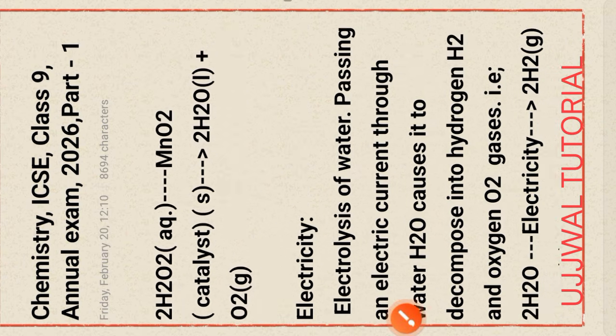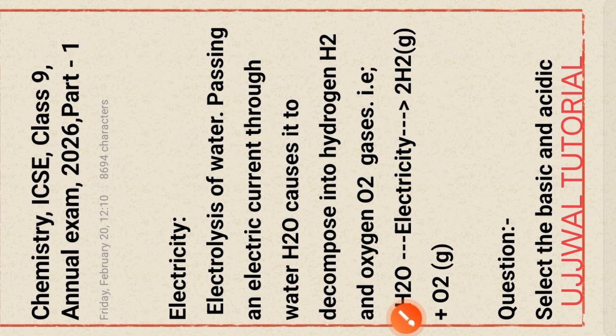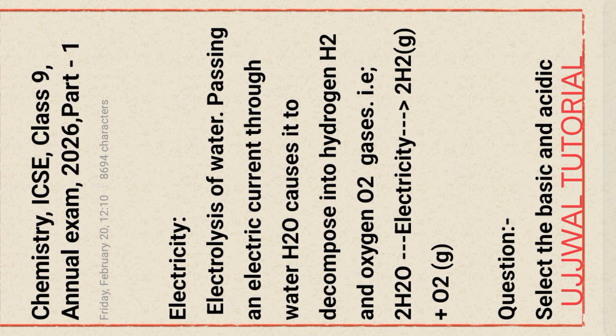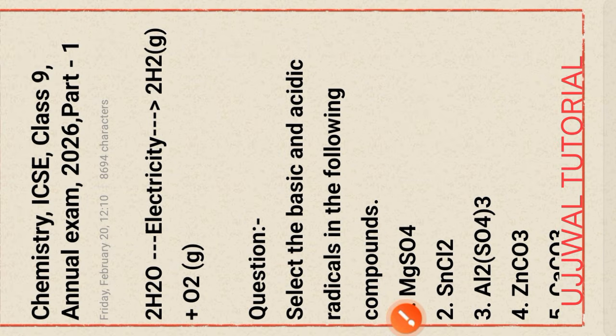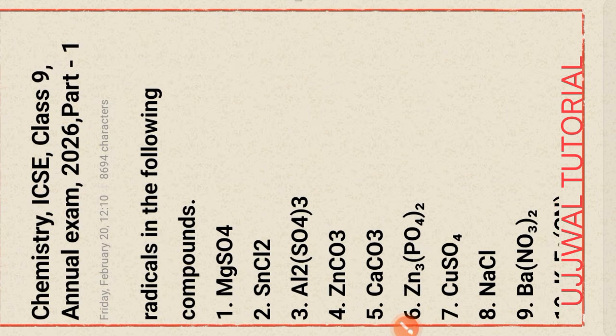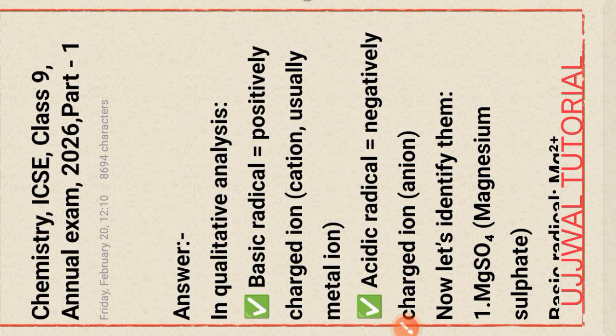Okay, electricity. Electricity involves a chemical reaction. In the presence of electricity, water forms hydrogen gas and oxygen gas. Okay, next part: select the basic and acid radical in the following compounds. A basic radical is a positively charged ion and an acid radical is a negatively charged ion.